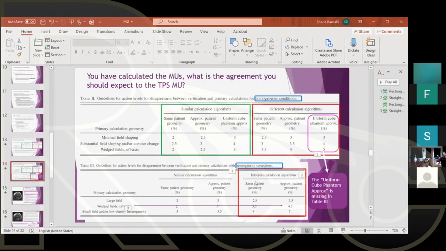This is the same patient geometry. If you are using a planning system that has triple C as well, because Mobius uses triple C, then you will use this 2%, 2% and 3%. Then you're using a similar calculation algorithm and the same patient geometry, so you'll be applying these tolerances. If you are using a planning system with the same patient geometry but a different calculation, then you apply 2.5, 3.5 and 4.